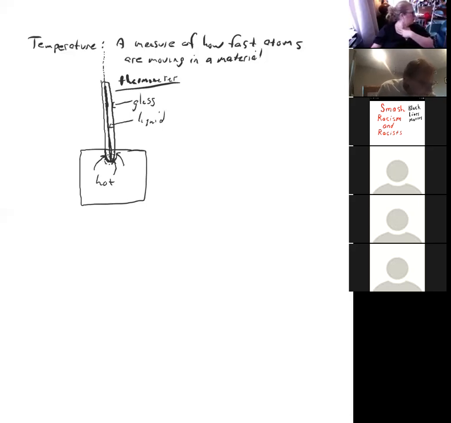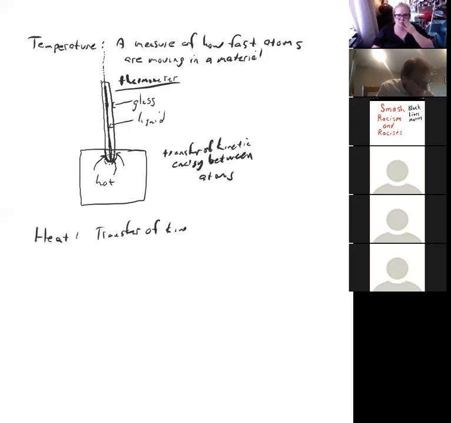But it's a transfer of kinetic energy between atoms. Okay. So heat, transfer of kinetic energy of atoms, and temperature, a measure of the kinetic energy of atoms.